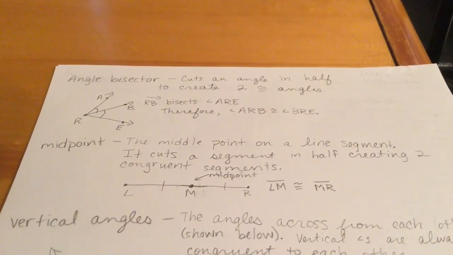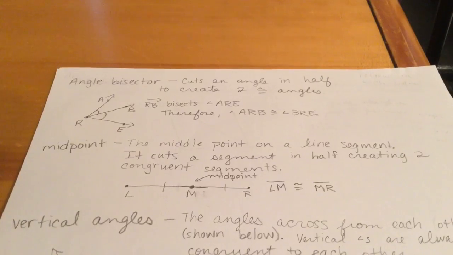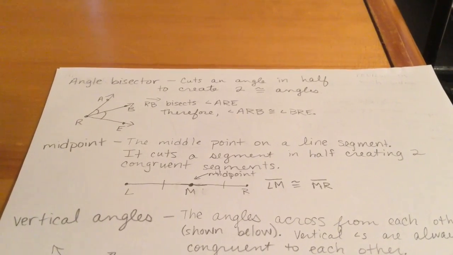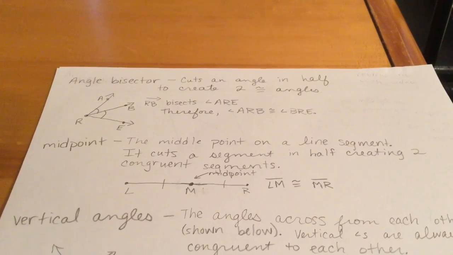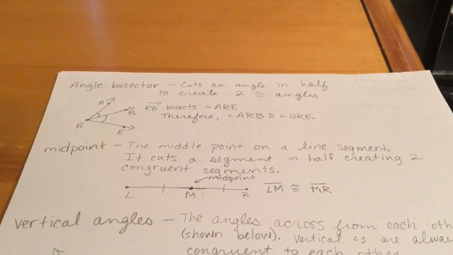Hi everybody, we are going to be watching a couple of videos to learn Standard 9. Before we do that, we need to review a few terms from Standard 1, the first one being angle bisector. If you remember, an angle bisector cuts an angle into two congruent angles.